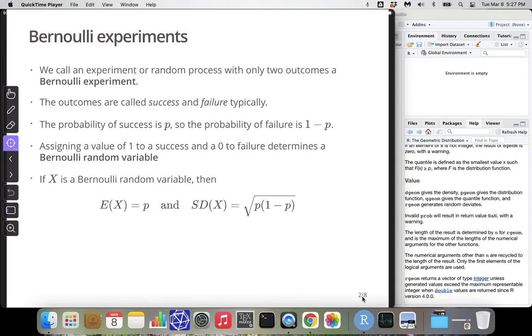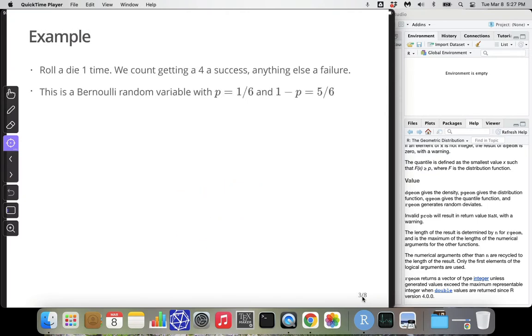And going through some calculations gives us the expected value, or the average outcome of a Bernoulli random variable, is P, and the standard deviation has this nice formula that you can see there. Great. Remember our example from last time. If we roll a die once and count a success as getting a 4 and anything else is a failure, then this determines a Bernoulli random variable with probability of success equal to 1/6 and probability of failure equal to 5/6.